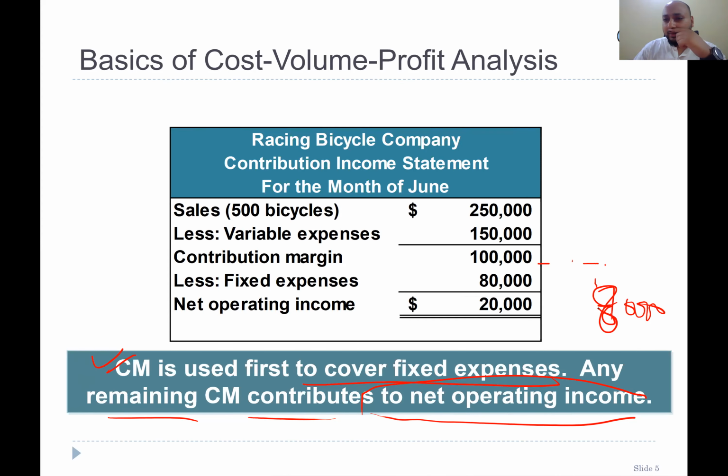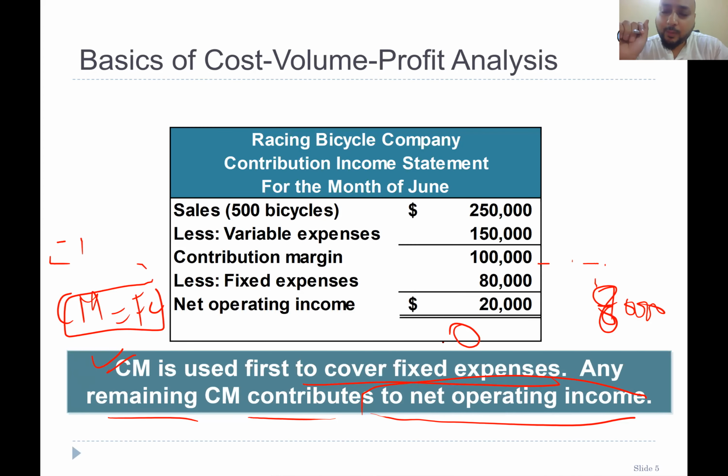This discussion will come up after a couple of slides, but I'm just going to give you a little wake up call here. When our CM is equal to fixed cost, our net operating income would be zero.